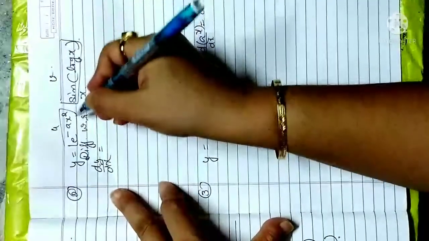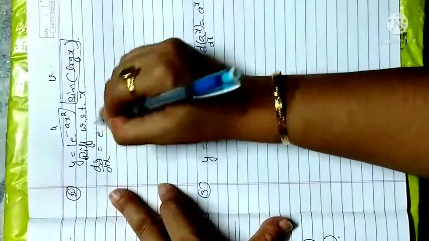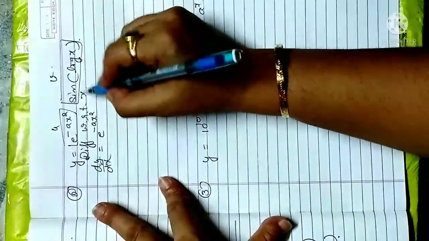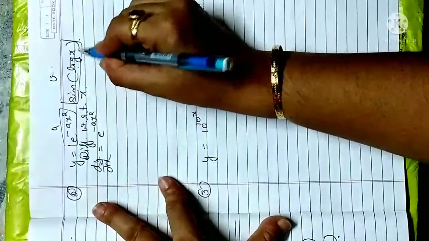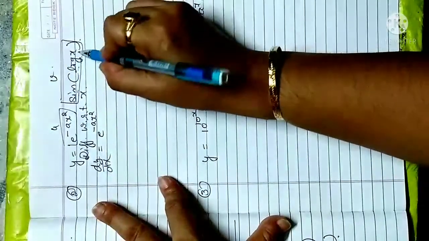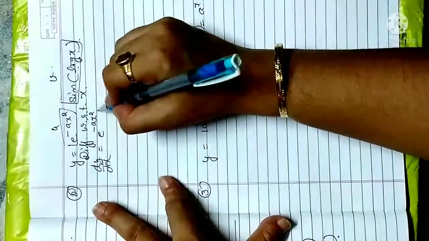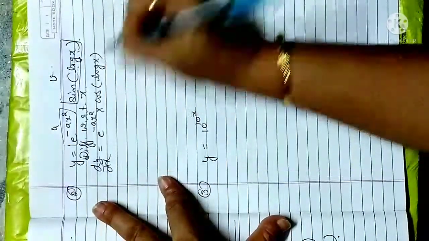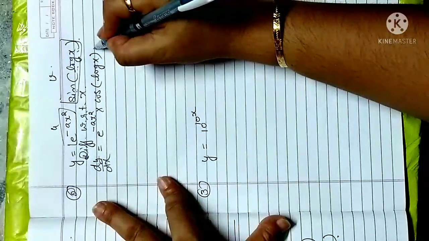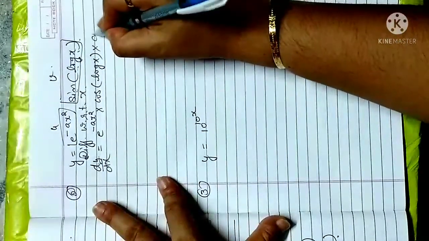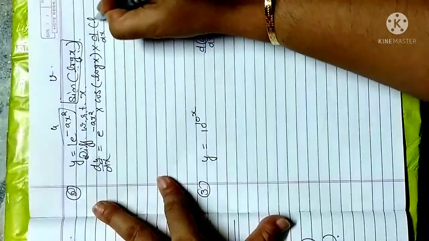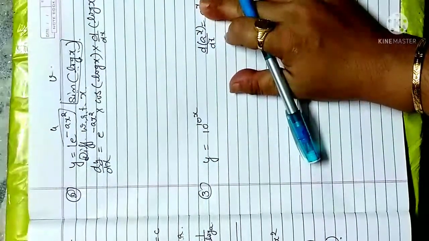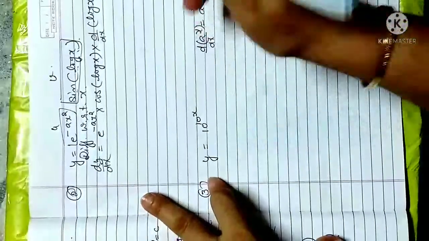Here we first keep this one outside, e raised to power minus ax square, and I want to differentiate sine log x. Sine is the outer, log x is the inner one. The differentiation of sine x is cos x. In place of x there is log x, I write as it is. And further log x differentiation I have to do here. You have to differentiate until the last term is differentiated.